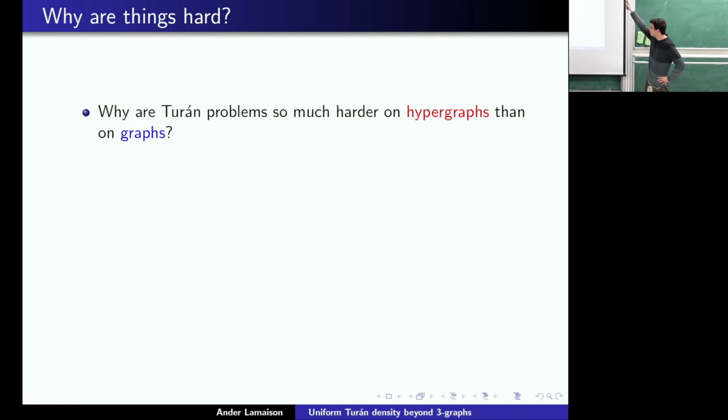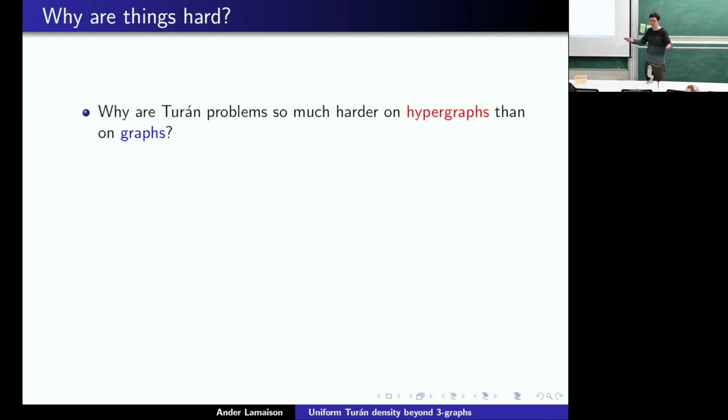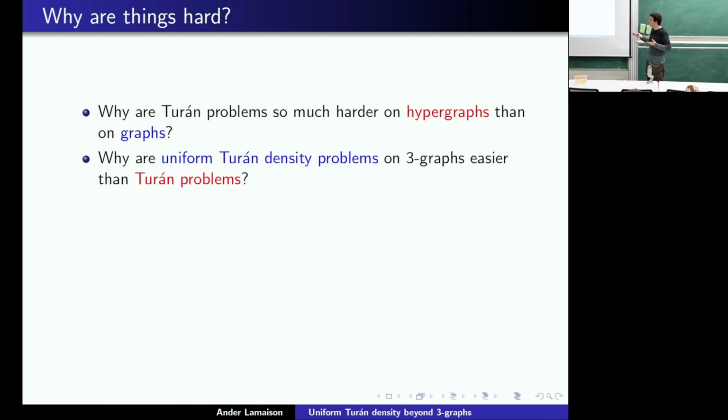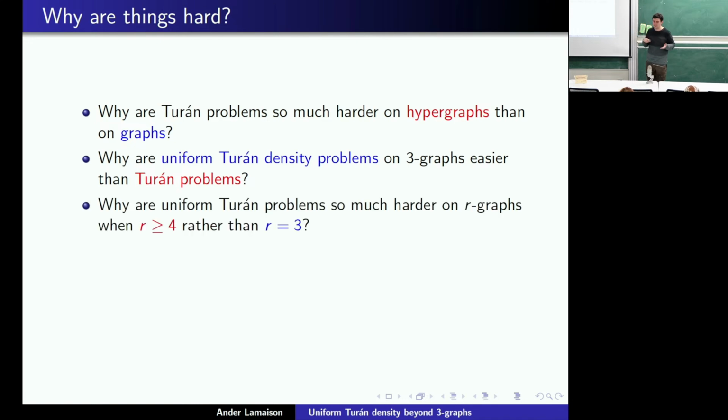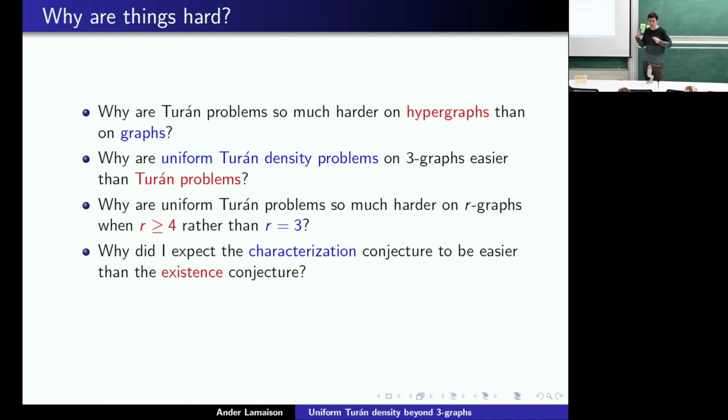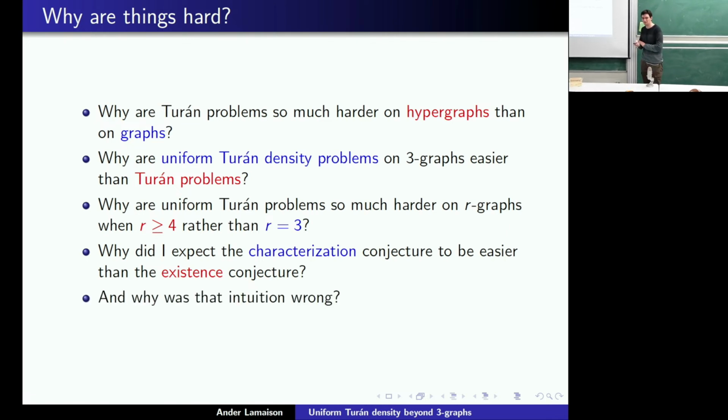I told you that Turán problems are much harder on hypergraphs than on graphs. That's just basically something that the last 80 years have proved. I told you that sometimes uniform Turán density problems on free uniform hypergraphs are easier than classical density problems. But I told you that intuition, that advantage, is lost when you go to uniformity higher than 3. I also told you that I expected that characterizing hypergraphs with uniform Turán density 0 would be easier than showing the existence of a hypergraph with density R-choose 2 to the power of minus R-choose 2, but then that intuition turned out to be wrong.